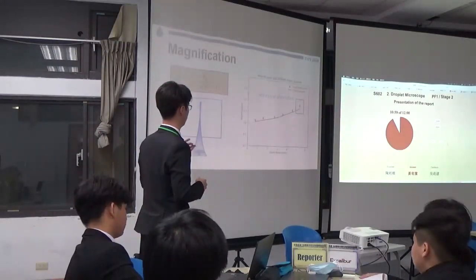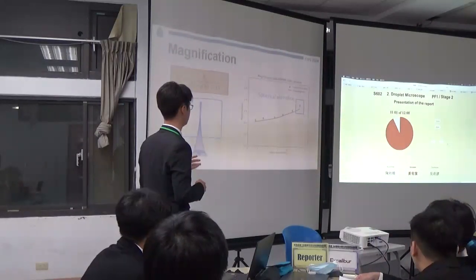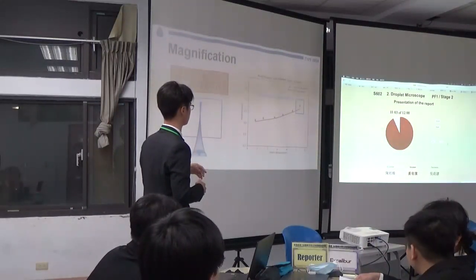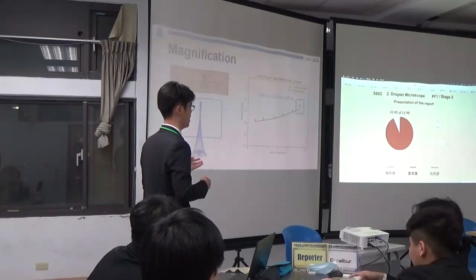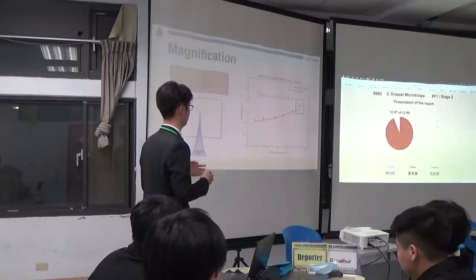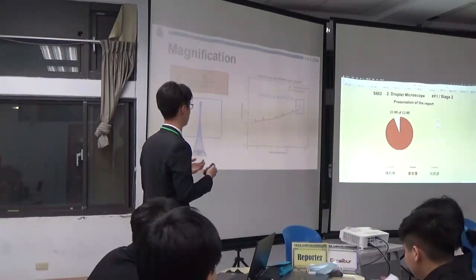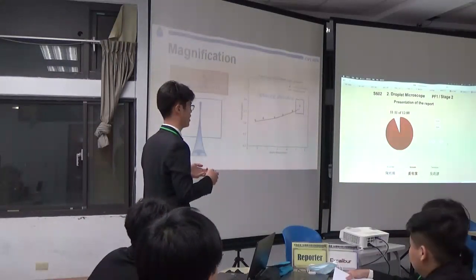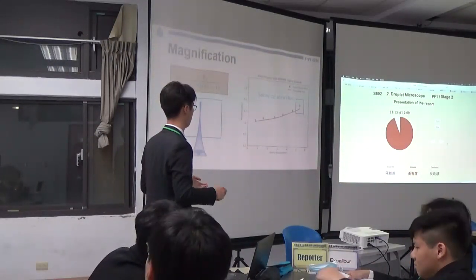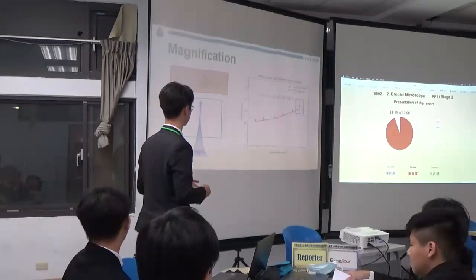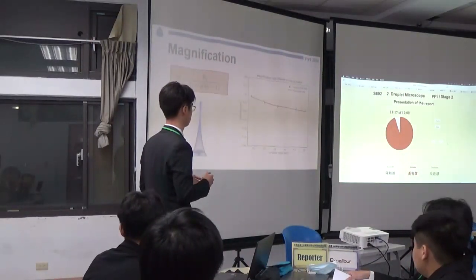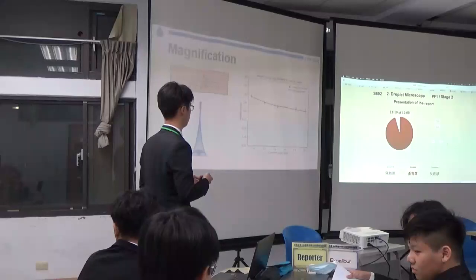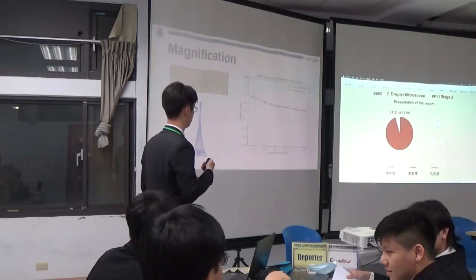Okay. And for the magnification part, I found that when the object distance is larger, then the magnification is larger. And this phenomenon will be influenced by the spherical aberration, and it's very hard to completely avoid in my experiments. And I found that when the curvature radius becomes larger, then the magnification will become lower.